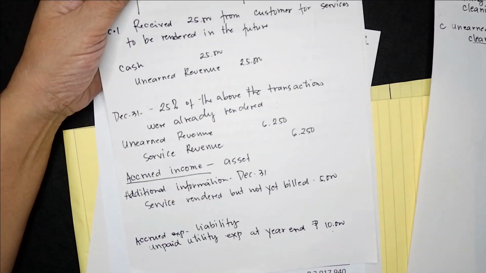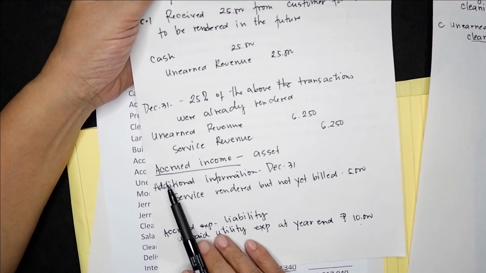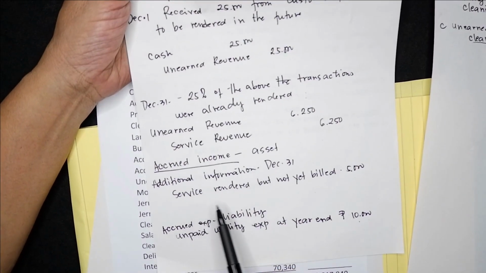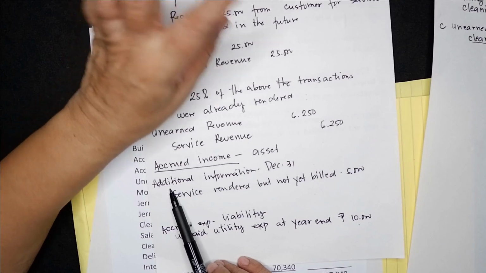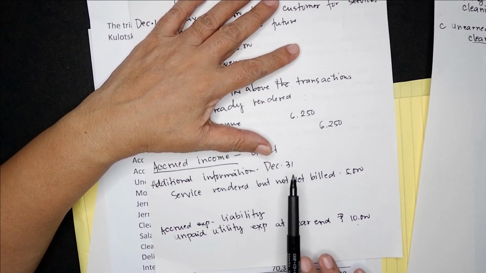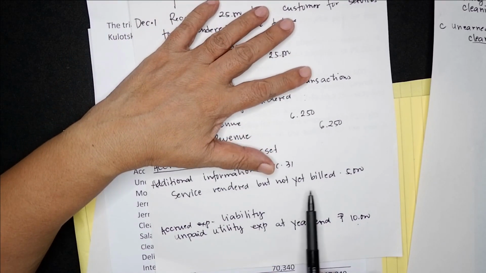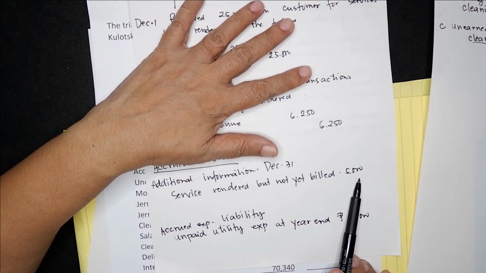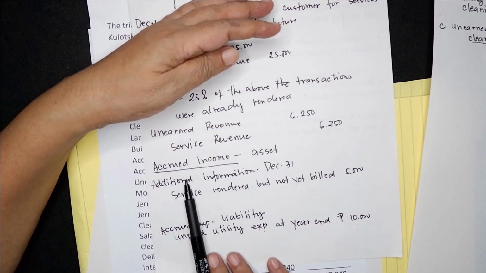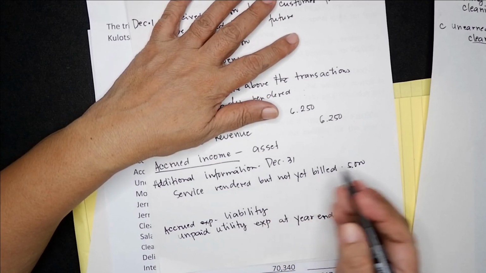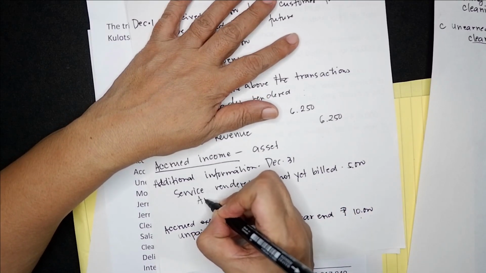Okay, so we have our illustrative situation or transaction. Additional information on December 31, service rendered but not yet billed is 5,000. So this is an accrued income. So what is our entry? That is debit accounts receivable.